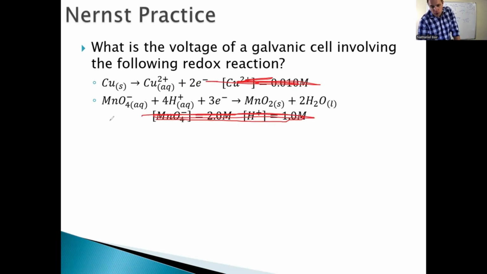I want you to put these two together, finding the least common multiple with the electrons, and write a balanced redox reaction. Then go to the standard reduction potential table, find the standard reduction potentials, and try to predict E cell standard. Then we're going to mess with the concentration. So go ahead. I'm going to copy all that down.